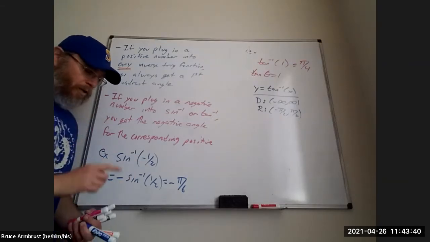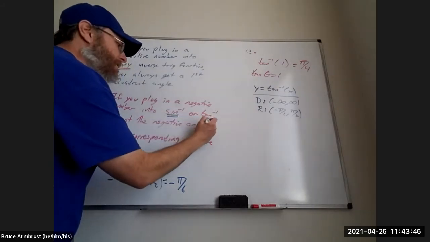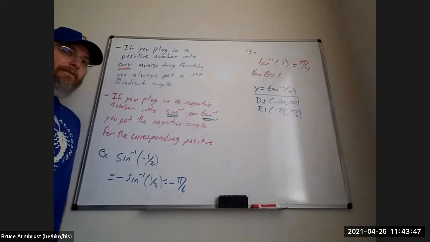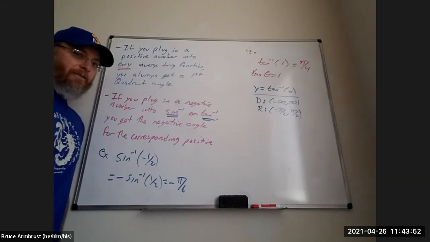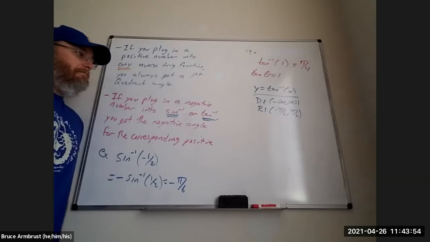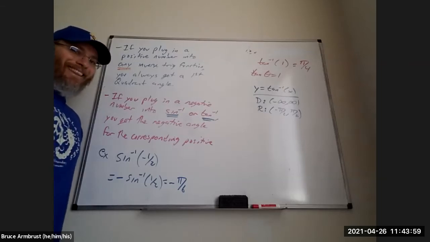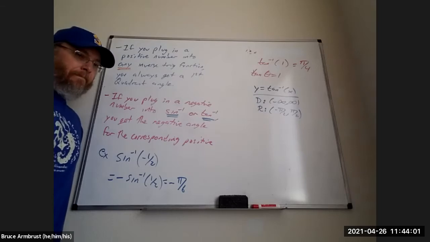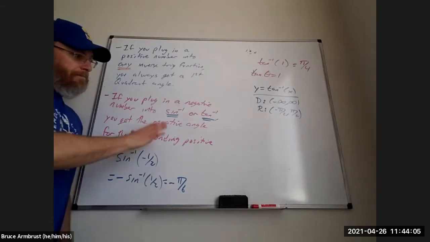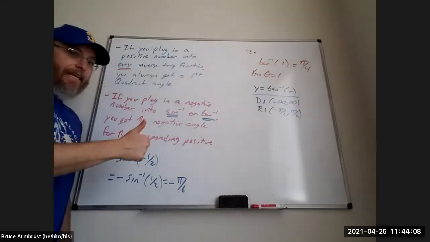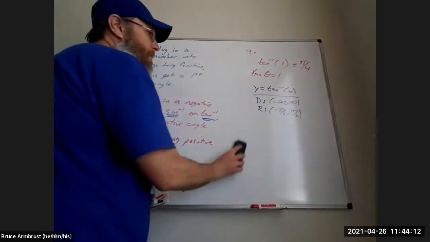But that's only for sine inverse and tangent inverse. It doesn't work this way for cosine inverse. Okay. Cosine inverse is the only one where you got to think about it. All right, well, anyway, so for negatives, sine and tangent are easy. For cosine, you got to do a little bit of work.